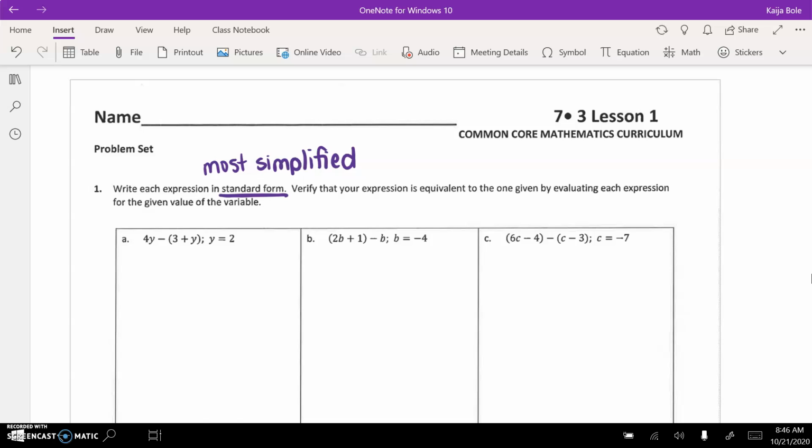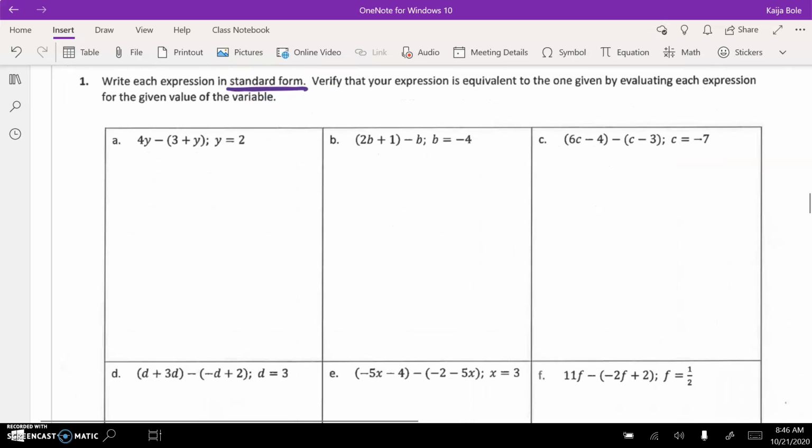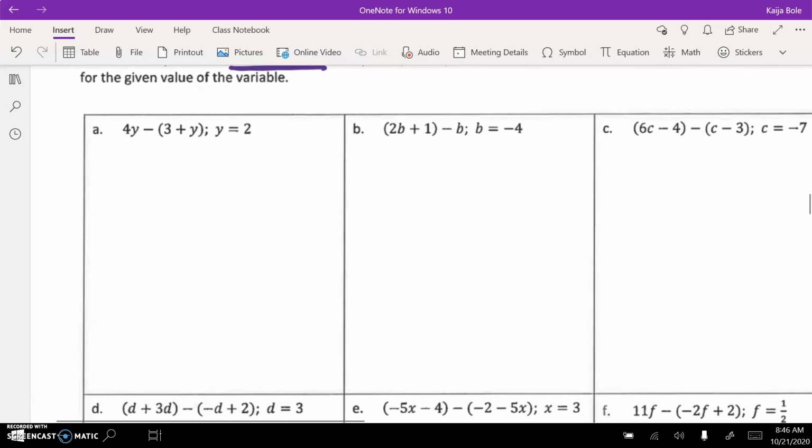And it says verify that your expression is equivalent to the one given by evaluating each expression for the given value of the variable. All right, so if we look at part A here, I've got 4y minus the 3 plus y in parentheses. So first you have to remember that this minus sign is almost going to be like we're distributing a negative 1 here. So this would be 4y minus 3 and then minus y.